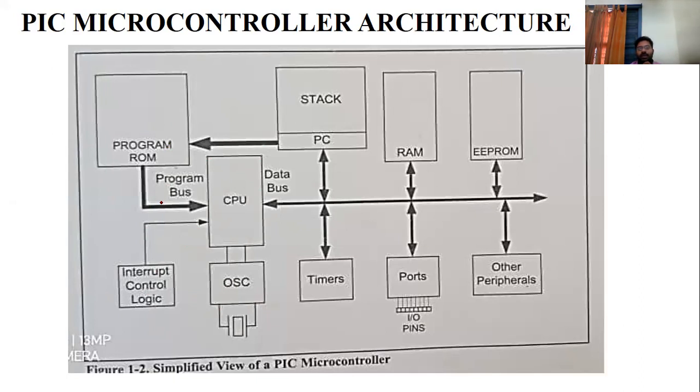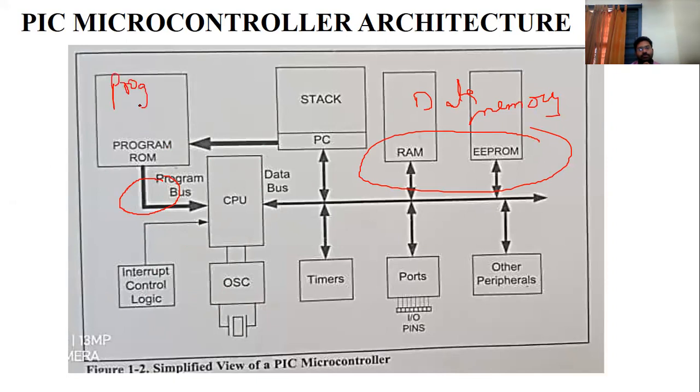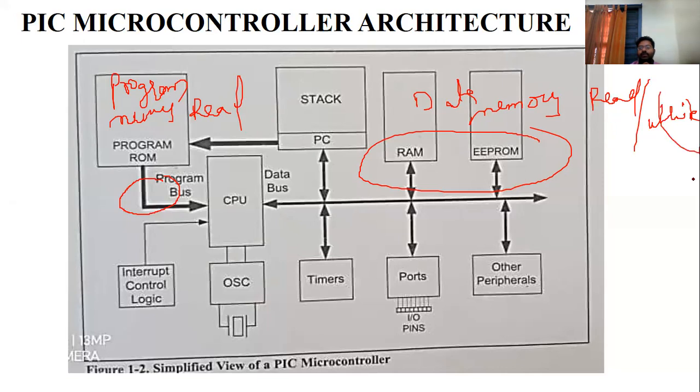That means there are separate address and data lines for program memory, and at the same time address and data lines for data memory. This is the data memory. This is the program memory. Program memory is read-only memory, while data memory is read as well as write memory. Remember, you can write information and at the same time read information. So the program memory is only read-only memory.